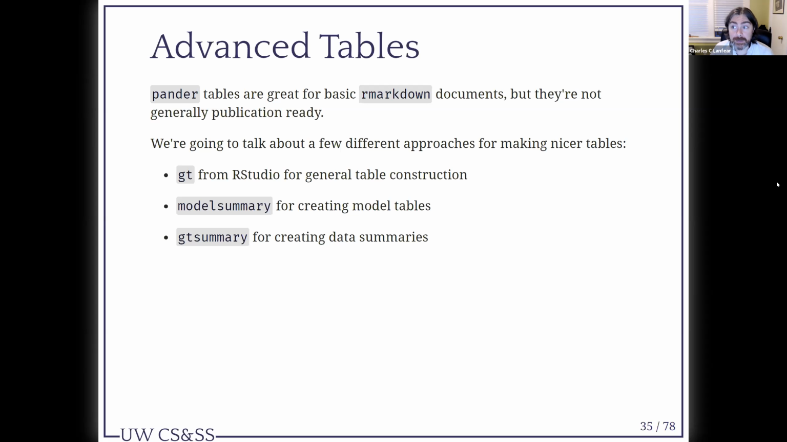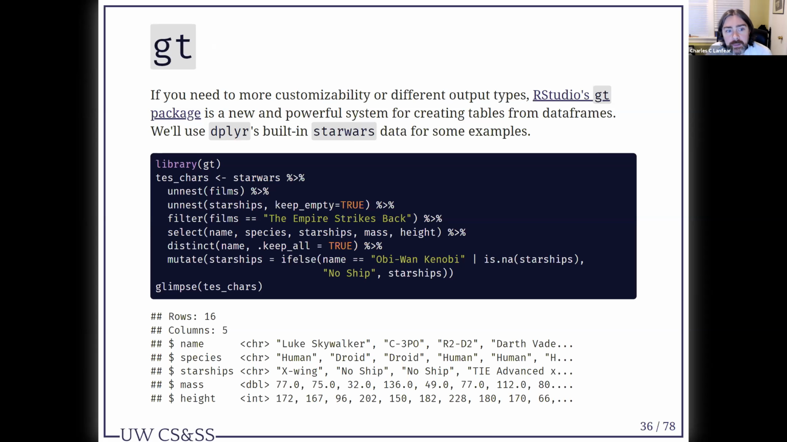There's a lot of table making packages out there in R. There's some I really like that I'm not going to cover today too much, like kableExtra is really good, flextable is really nice, but today I'm just going to cover mainly GT, which is a package from RStudio that kind of integrates nicely with the tidyverse for general table construction, and then modelsummary and gtsummary for specific types of summaries.